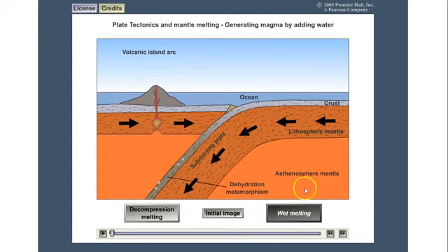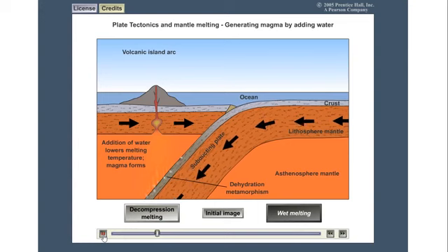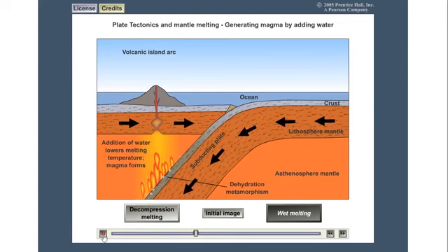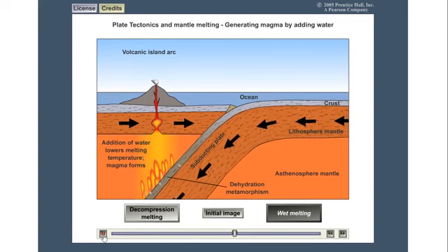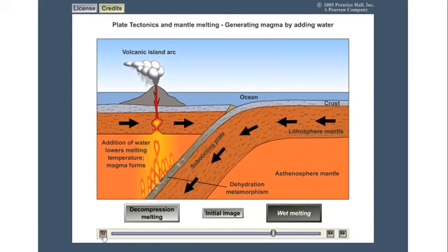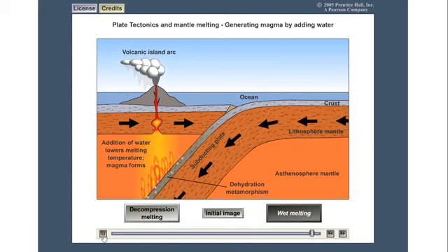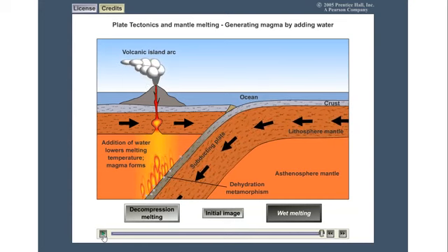You look over here, this is going to be wet melting. As you can see, the subducting plate has water in it because it is oceanic crust. It's going to go down and release the water into the surrounding rock, and it's going to increase its temperature as well. And then what ends up happening is, by the addition of water, that lowers the melting temperature, magma is forming, and because that magma is less dense, it's going to rise to the surface, and of course it's going to crystallize and make igneous rock.